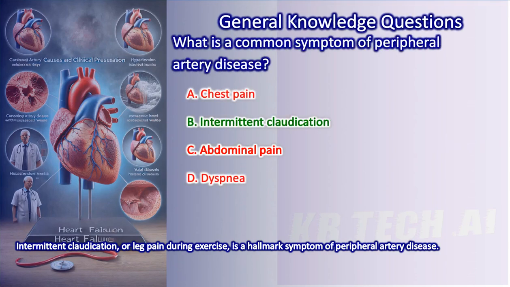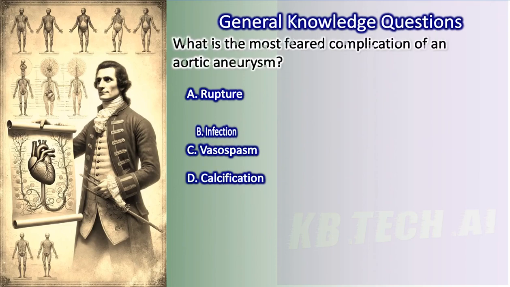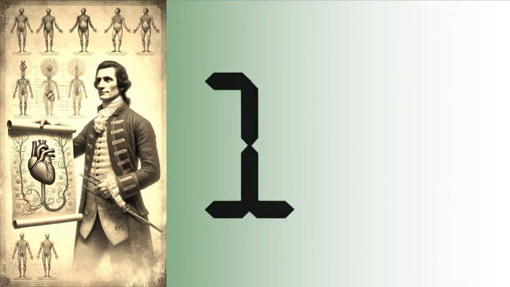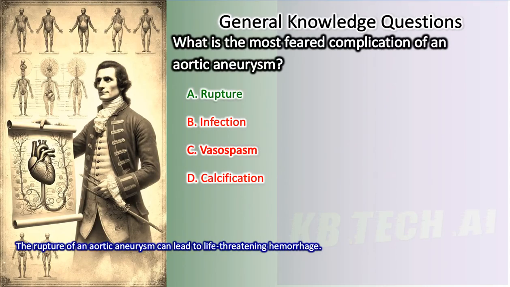Intermittent claudication. What is the most feared complication of an aortic aneurysm? Option 1. Rupture. Option 2. Infection. Option 3. Vasospasm. Option 4. Calcification. The answer is option 1.